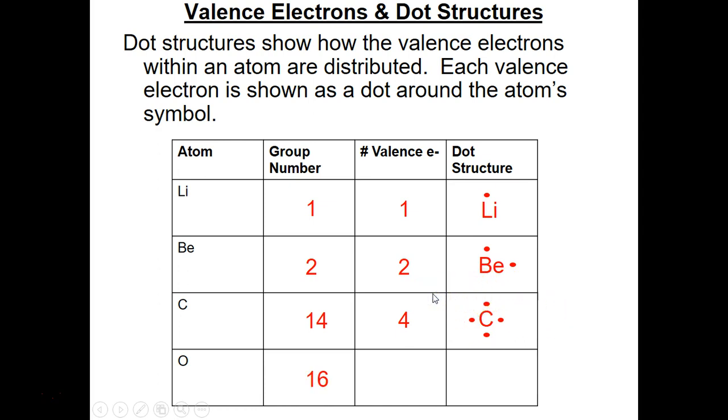Finally, for oxygen, it's in group 16, so I bet you can guess it has 6 valence electrons. So when we do its dot structure, we write the symbol for oxygen, we add 1 at a time, 1, 2, 3, 4. Once you have 4, you can begin pairing them up, 5, 6.